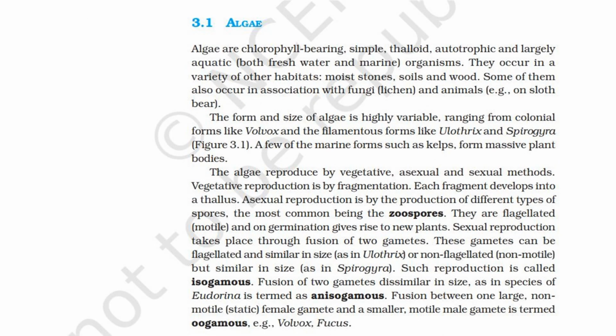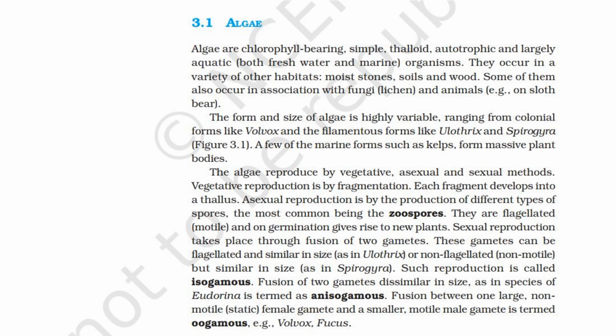Algae. Algae are chlorophyll-bearing, simple, thalloid, autotrophic and largely aquatic, both freshwater and marine organisms. They occur in a variety of other habitats: moist stones, soils and wood. Some of them also occur in association with fungi, as lichen, and animals, for example, on sloth bear. The form and size of algae is highly variable, ranging from colonial forms like Volvox and the filamentous forms like Ulothrix and Spirogyra. A few of the marine forms such as kelps form massive plant bodies.